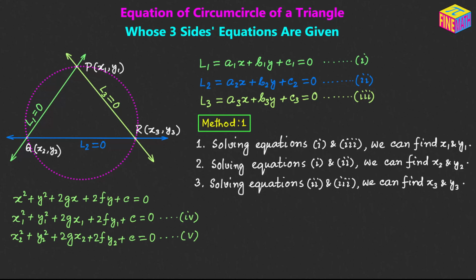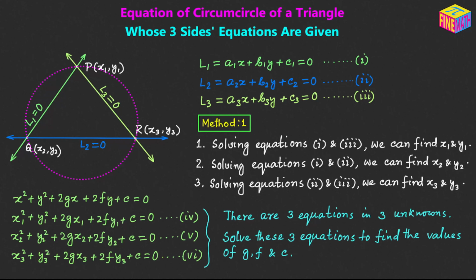And exactly in the same way, using the coordinates of R, we can come up with the third new equation, and I have named it as equation number 6. Here again, the only unknowns are G, F and C. So we have 3 equations in 3 unknowns, and because of that, we should be able to solve them and come up with the values of G, F and C. And once we have found the values of G, F and C, we can simply plug the values in the original general equation that we took, and that will give us the actual equation of this circumcircle. I hope everything made sense in method 1.